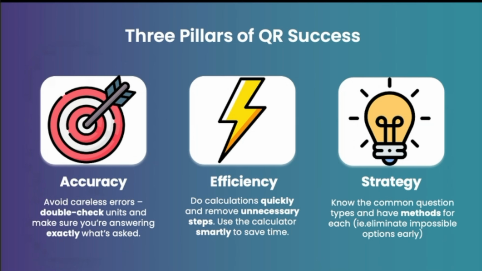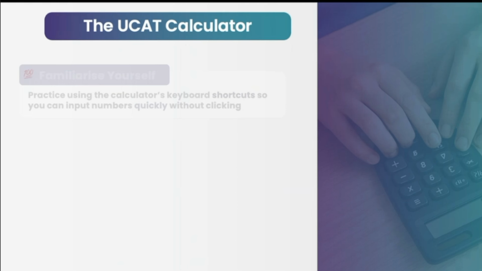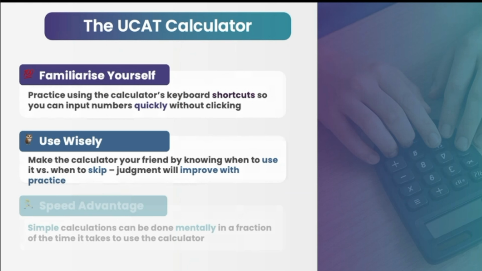The 3 pillars of QR success are obviously accuracy, so avoid careless errors and double check. Efficiency, do them as quickly as possible and remove unnecessary steps. Use a calculator smartly. And strategy, know the common question types and have methods for each. Eliminate impossible options early.